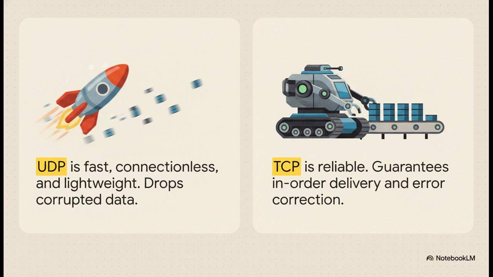TCP is the careful, super reliable courier. It actually requires a formal 3-way handshake just to get started. It carefully corrects any errors it finds, and it guarantees, literally guarantees, that every single packet arrives in the exact order it was originally sent.